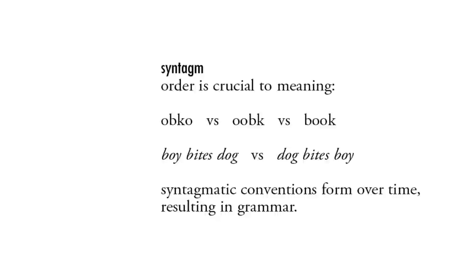Syntagmatic conventions form over time. And as language develops and changes, that's how we get the rules that make our grammar. And so, if you study foreign languages, you understand that syntax is different in Spanish or in French than it is in English. So we'll tend to put objects before subjects or vice versa, depending on what language you're speaking.